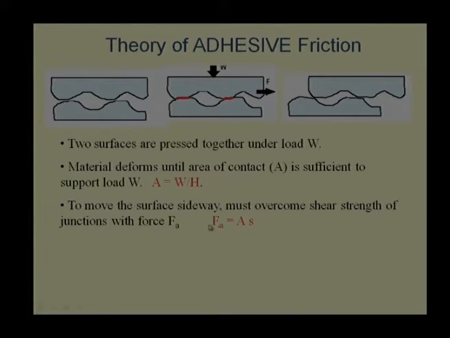So, if I know the friction force and the normal load, I can find out the coefficient of friction. That will be a simple relation: mu A is equal to F A divided by W. Substituting the values, we get A into S divided by A into H.